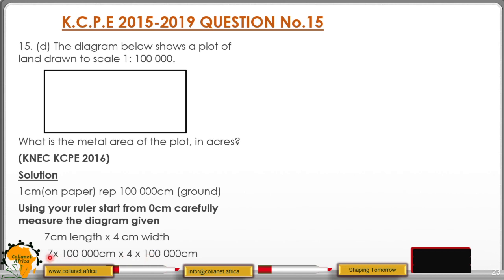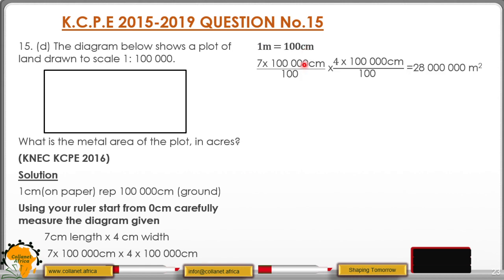Then this 7 on the paper will represent that, so you multiply by 100,000. Then you multiply by 100,000 the width, and you get the value. Remember, 1 meter is equal to 100 centimeters. So if you convert these centimeters into meters, you're going to get 28 million meters squared.